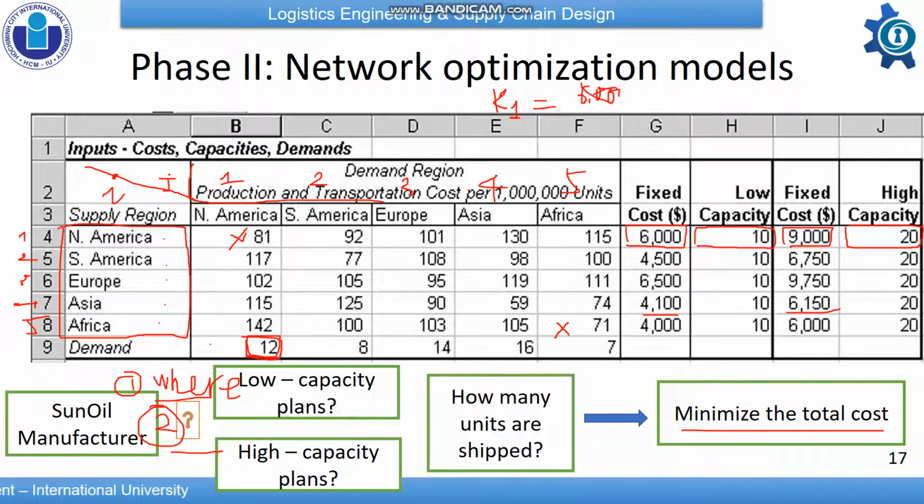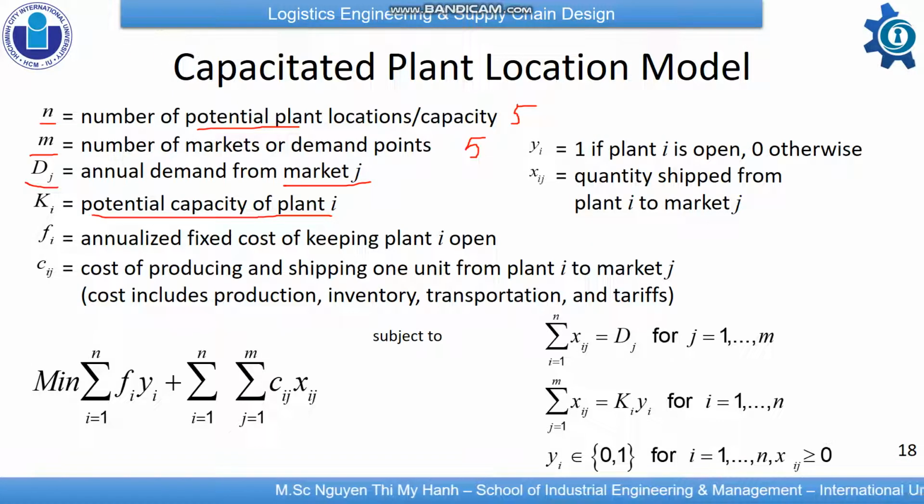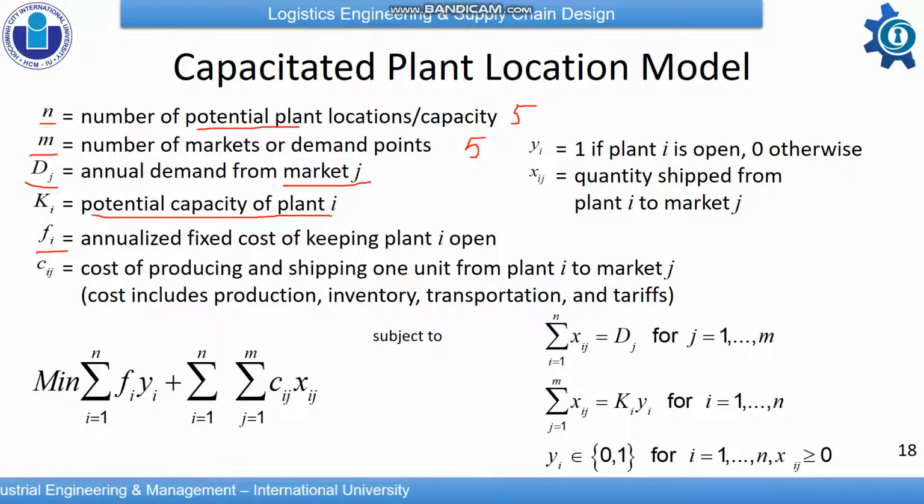Capacity. So it should be either 10 million or 20 million, right? If we open the high capacity facility, the capacity is 20 million, and if we open the low capacity facility, the capacity will be 10 million. And Fi is the annualized fixed cost of keeping plant I open.